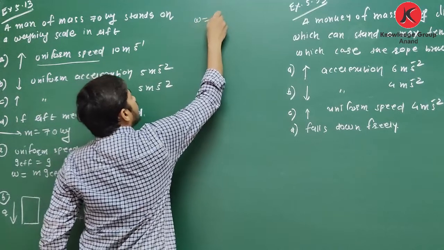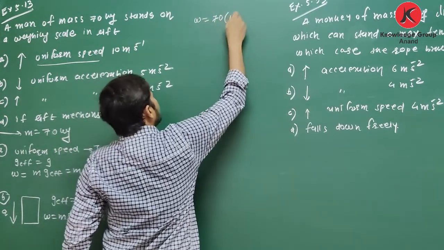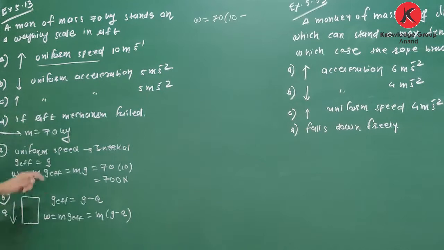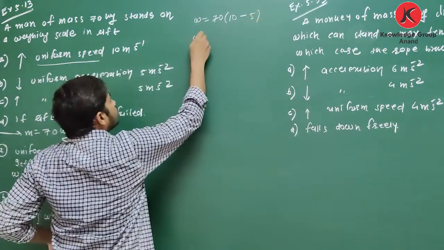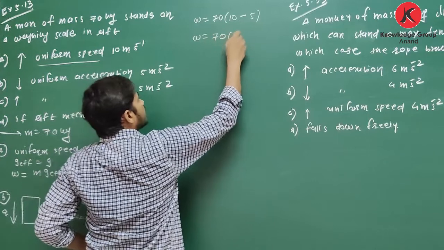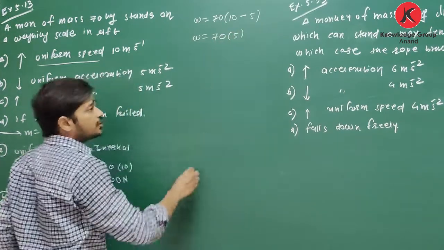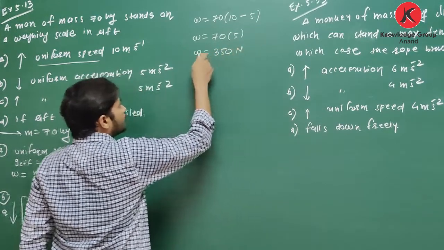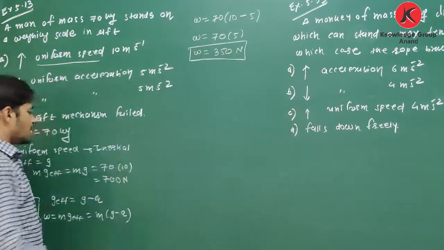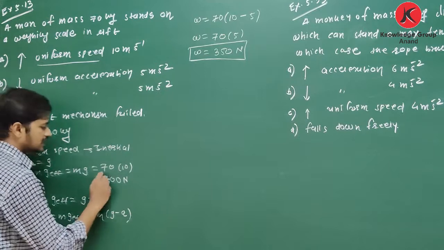So what is the answer in this case? W is equal to M, 70, into G, 10, minus what is the value of acceleration? Uniform acceleration 5. So A value is 5. Clear? So W is equal to 70 into 10 minus 5, which is 5. 7 into 5 is 35. So W is equal to 350 Newton. In the earlier case it was 700.